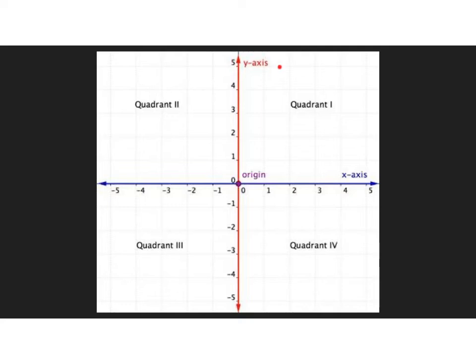The y-axis, that is vertical. And it does the same thing, except positive is going up and negative goes down. Okay. The origin is what's known as 0, 0. It's the middle. It's the center of the graph. And each quadrant actually has a name. Quadrant 1, 2, 3, and 4. All right.